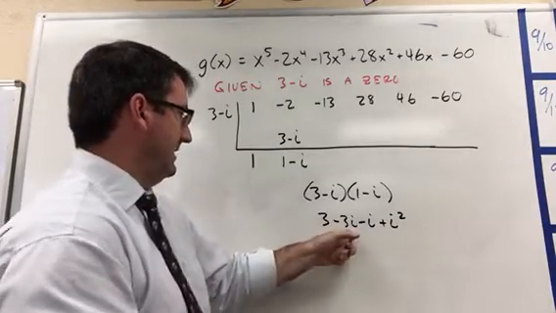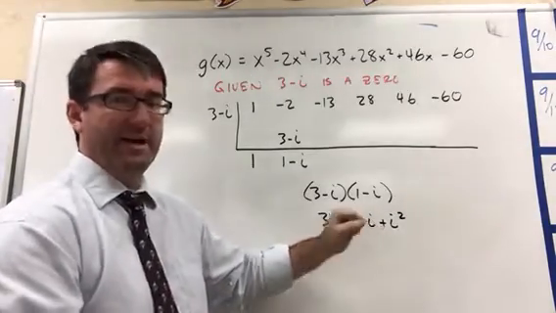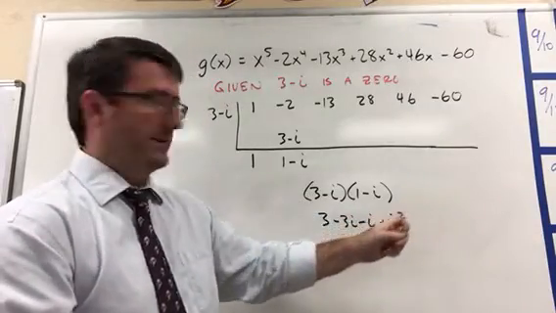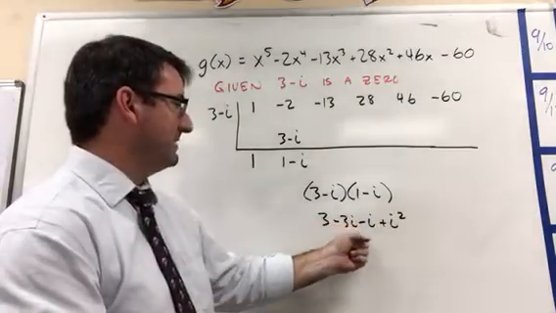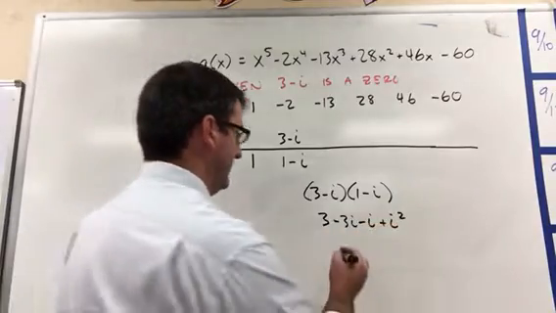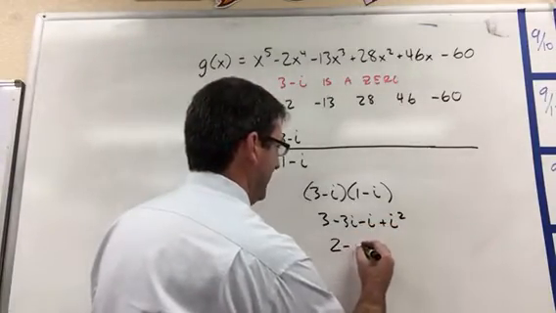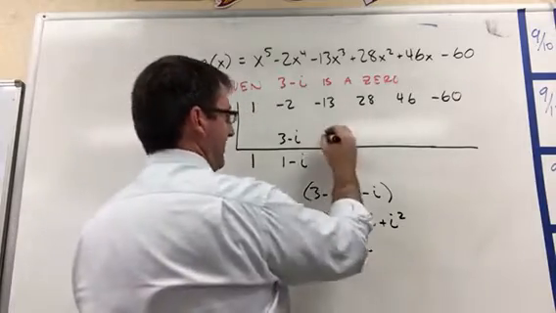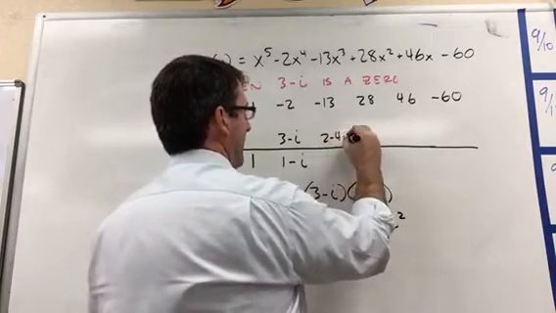All right, so negative 3i minus i is negative 4i. And i squared is negative 1. So this is 3 minus 4i minus 1. So that's 2 minus 4i. So that's what we're going to put up here: 2 minus 4i.